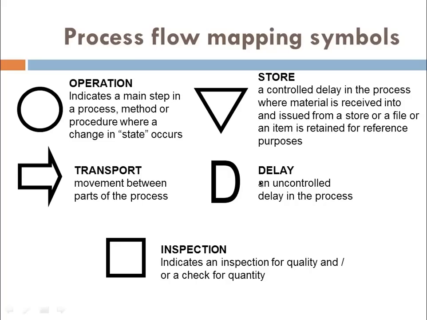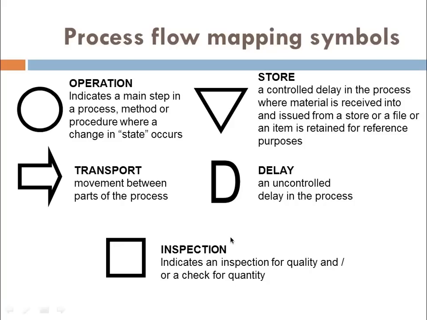Next is delay. The first letter of delay, which is D, is actually represented by the symbol itself, which is an uncontrolled delay in the process. Next we come to inspection, which indicates an inspection of quality or a check for a particular quantity. This is shown by a particular rectangle. These are the process flow mapping symbols.